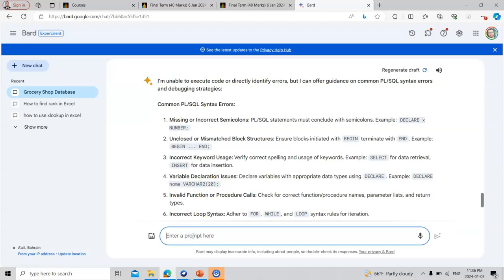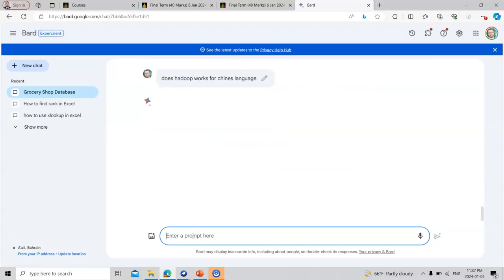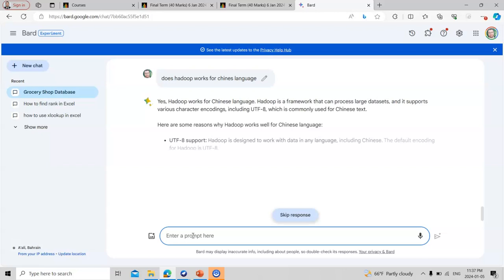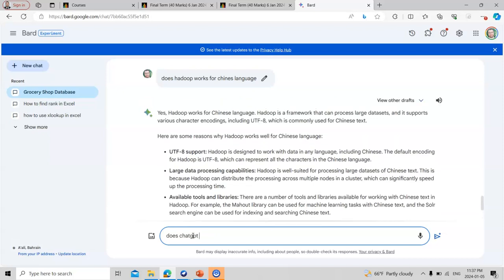The next question would be about Hadoop architecture. For example, if I say, does Hadoop work for the Chinese language? Then you have to say either yes, no, or maybe. For example, yes, Hadoop works for the Chinese language. Or, for example, if I say, does ChatGPT work for Arabic?